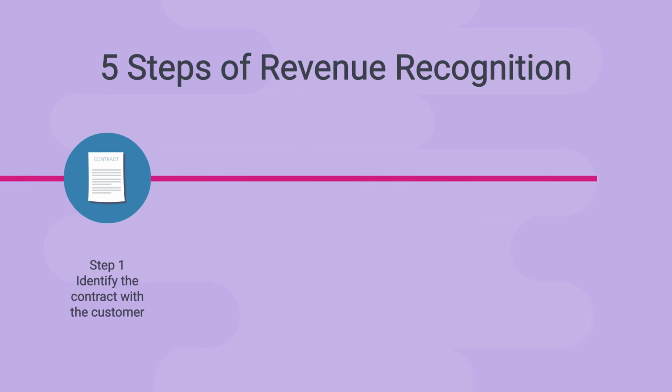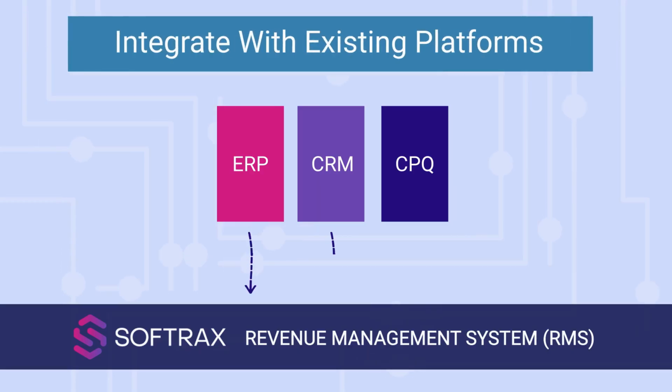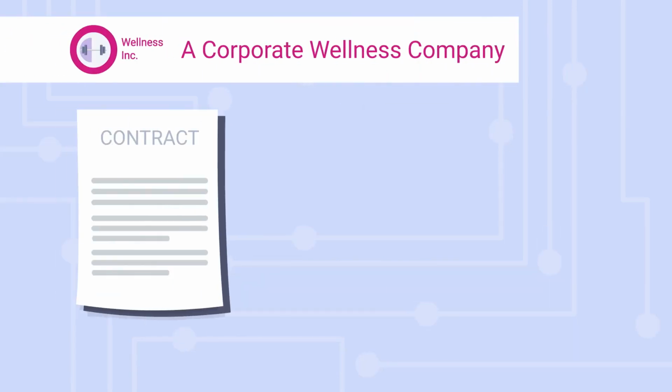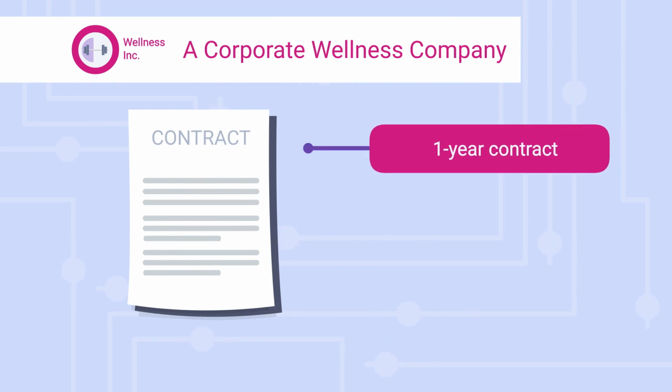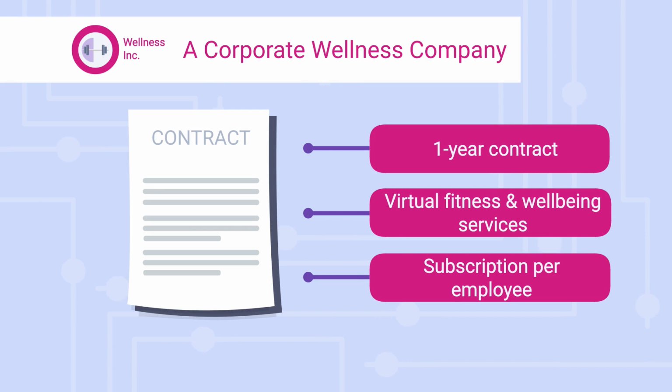Step 1. Identify the contract with the customer. In Softrax RMS, you can easily and automatically import data from your contracts directly from your ERP, CRM, CPQ, or any source system without the need for customizations. Your contract outlines the payment terms and how your business will transfer the goods or services to the customer. These form the basis of your billing and revenue recognition structure.